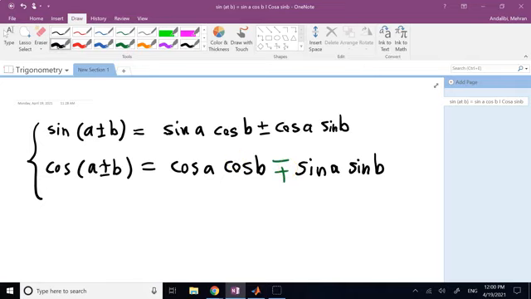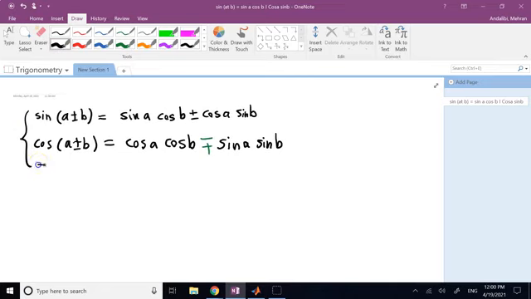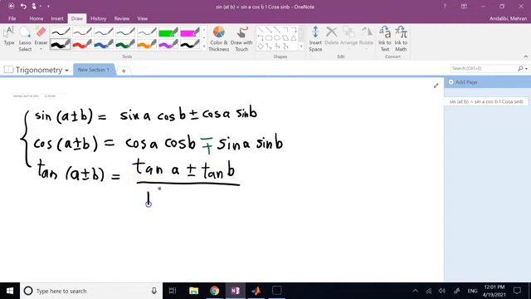Now, one of the things I saw most of my students did not know was the tangent. What's the tangent of A plus minus B? And you have to divide these two terms together and then divide the numerator and denominator in it by cosine A, cosine B. If you do that, you'll see you end up with tangent of A plus and minus tangent of B divided by 1, and again it is minus plus tangent of A times tangent of B.